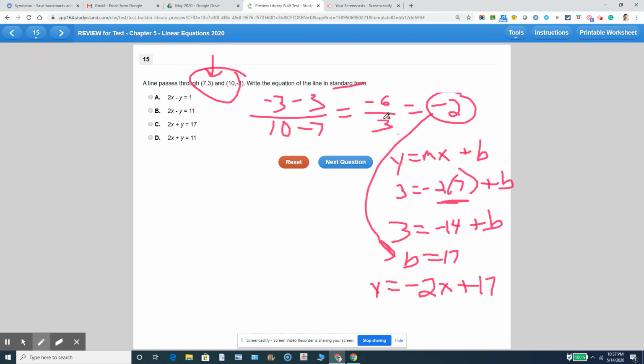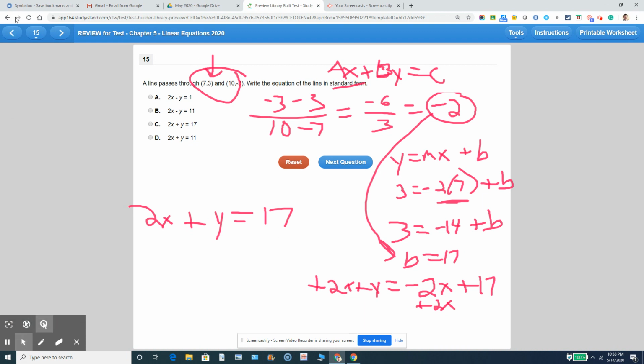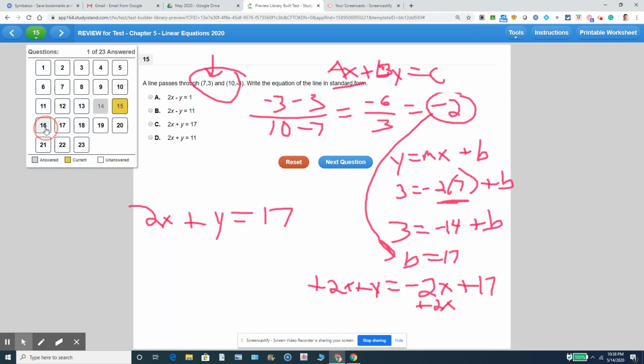But the question asks for standard form, right? Standard form is x and y on the same side of the equation. So what you have to do is add 2x to both sides, and now you get it in standard form. 2x plus y equals 17. So I can't stress enough, these are probably the hardest problems in the test for you guys. When the question asks for standard form, do not try to take your information and convert it to standard form right away. Do not. Go do all your work for slope-intercept form first, then take your answer in slope-intercept form and convert it to standard form.